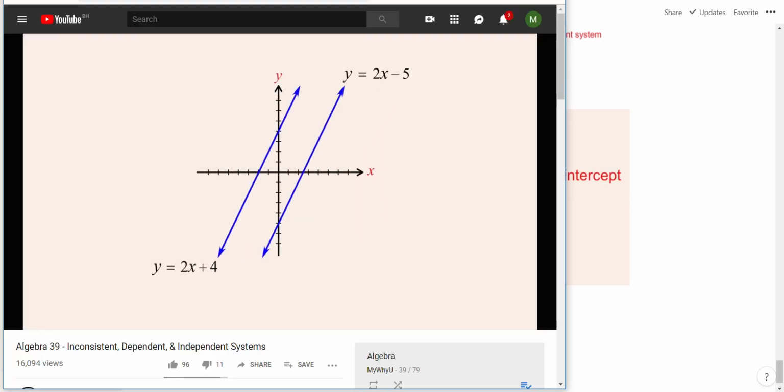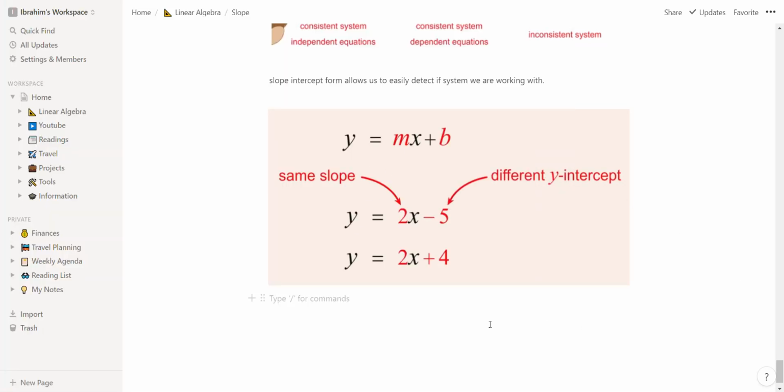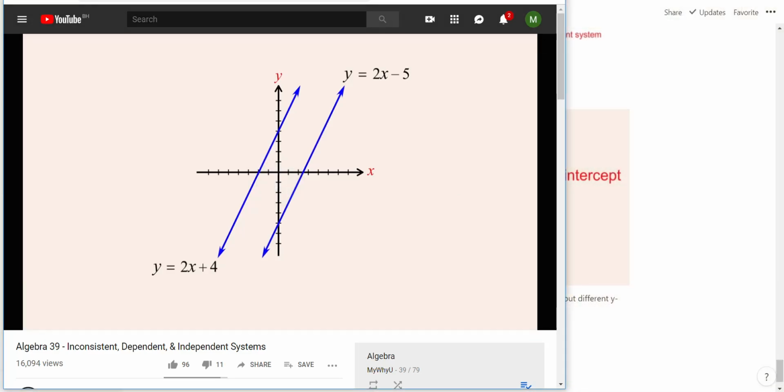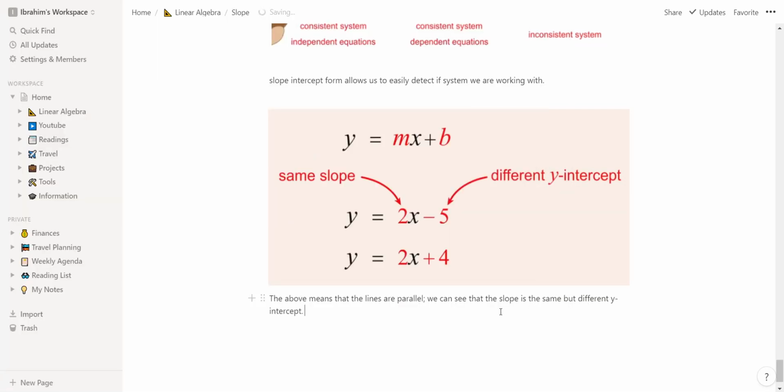Then the lines have the same slope but different y-intercepts, so the lines are parallel. Since distinct parallel lines don't intersect, the system has no solutions, and is therefore inconsistent.